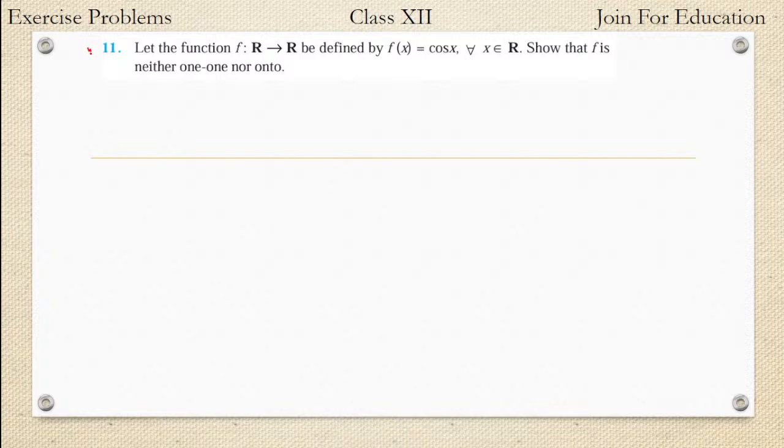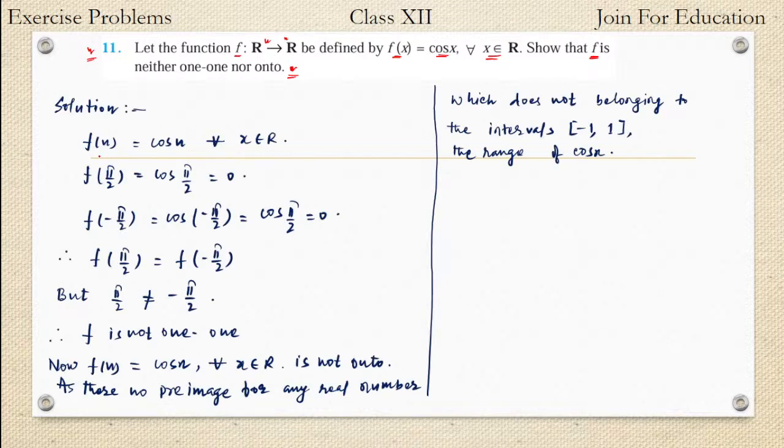This is question number 11. Let the function f from R to R be defined by f(x) equals cos x for all x in the real numbers. Show that f is neither 1-1 nor onto. Hope there is no problem to understand the question. Let's see the solution.